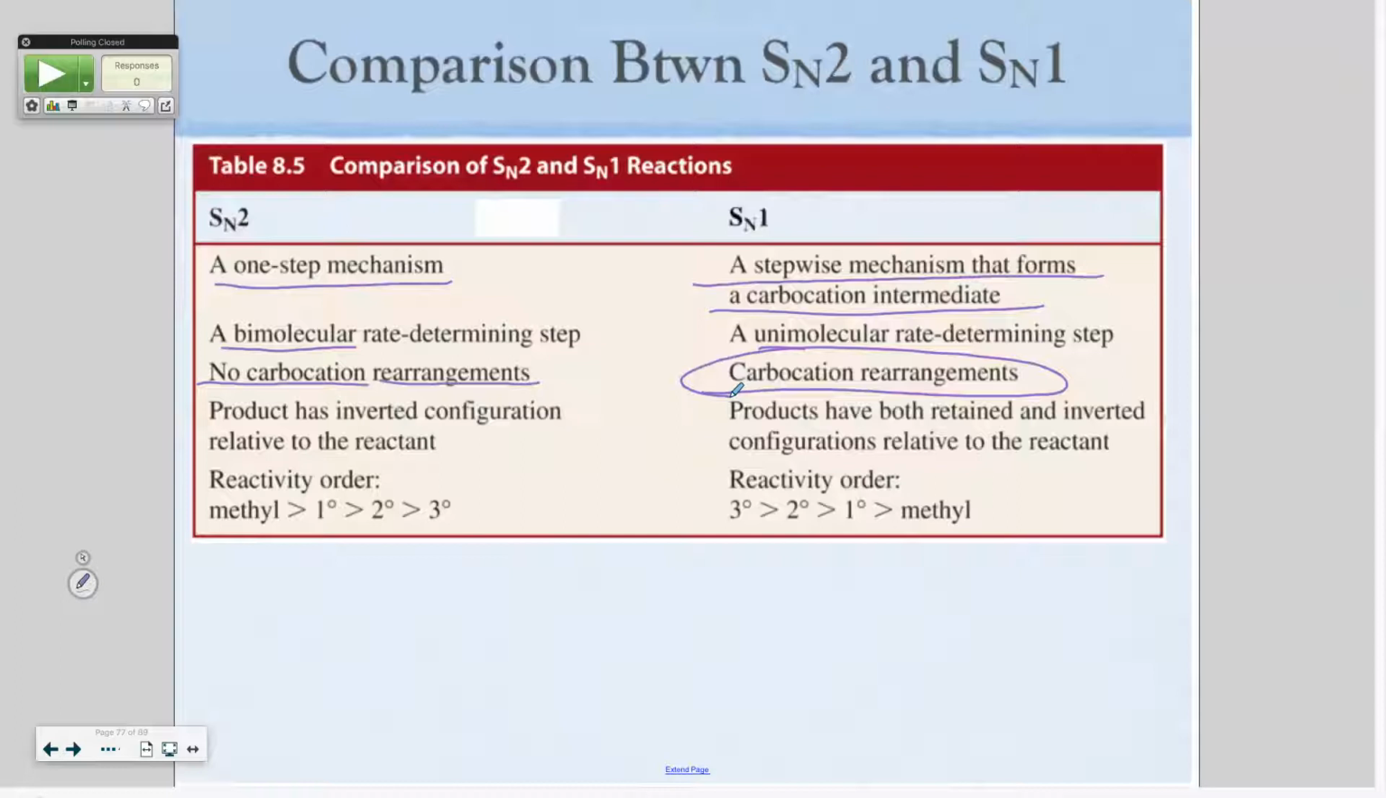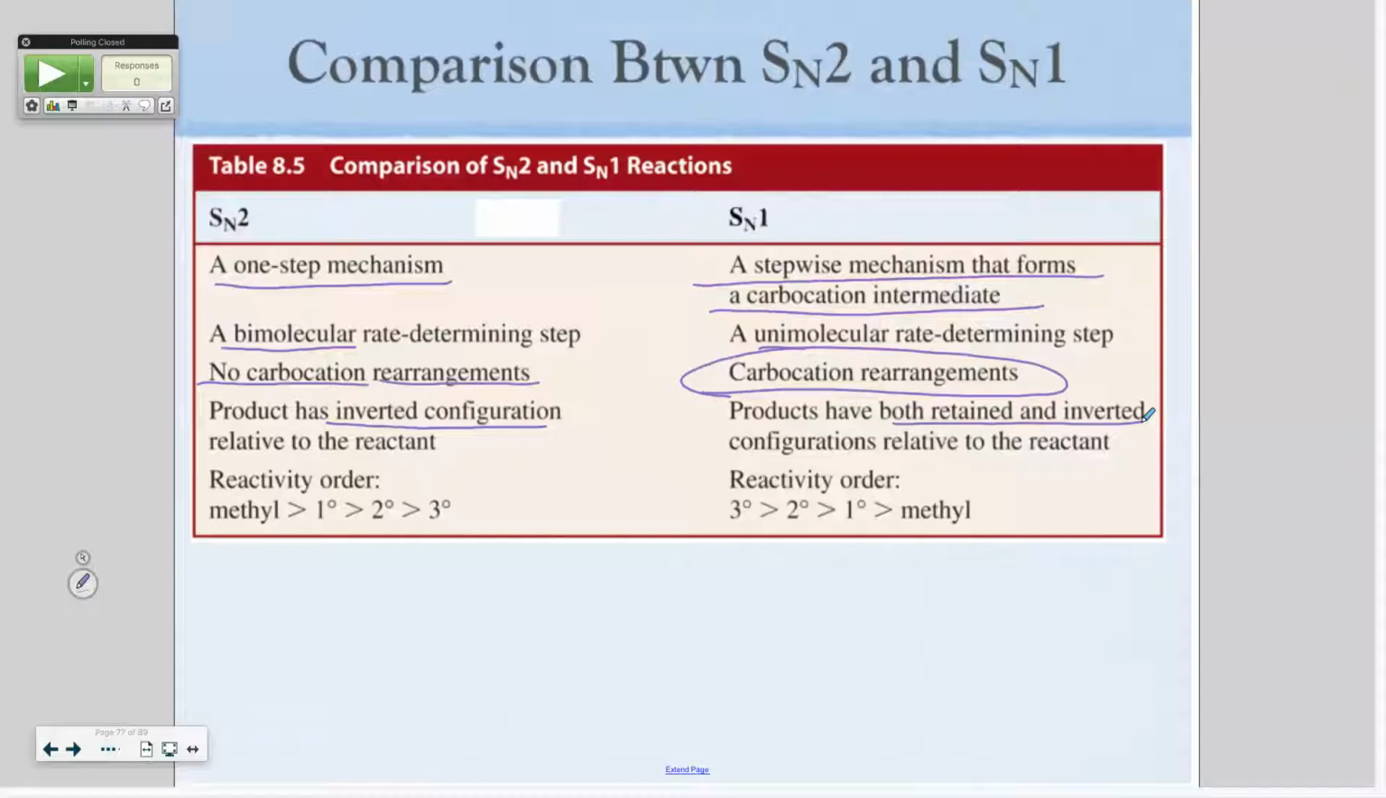Now, stereochemistry. SN2 is inverted. SN1, you get both because your intermediate is flat and the nucleophile can come in from either side, okay?